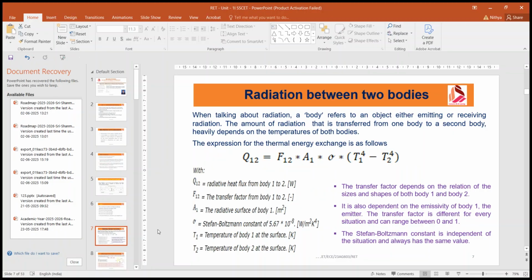And then A1 is the radiative surface of your body in terms of meter square. And then T1 and T2 are the temperatures of body 1 and body 2 surfaces. So this is a basic thing. The radiation's effects will vary, meaning any changes in the body temperature will happen there.